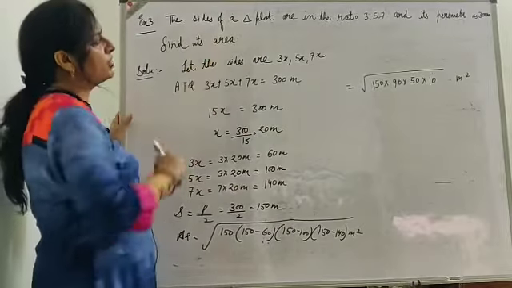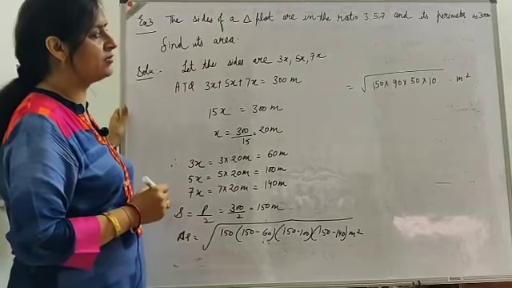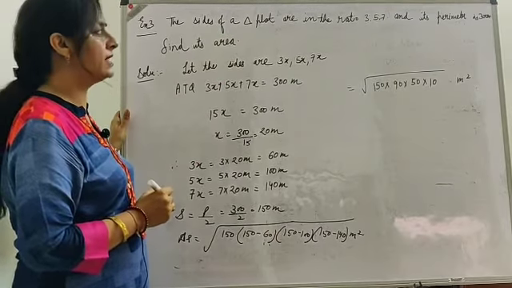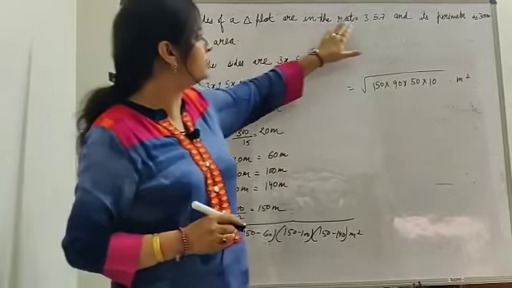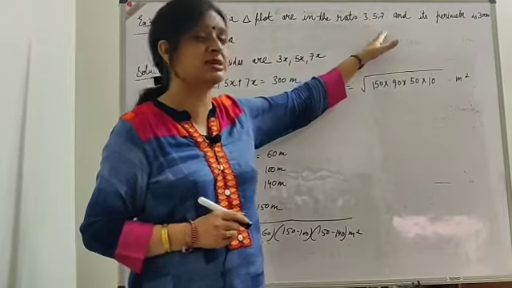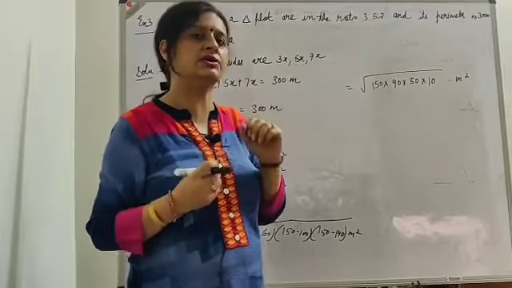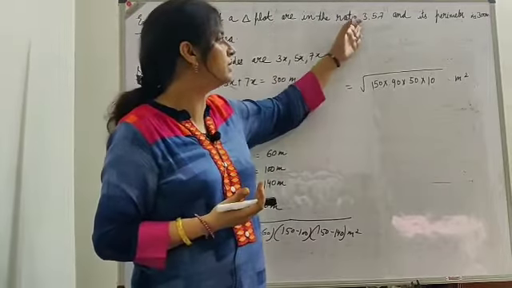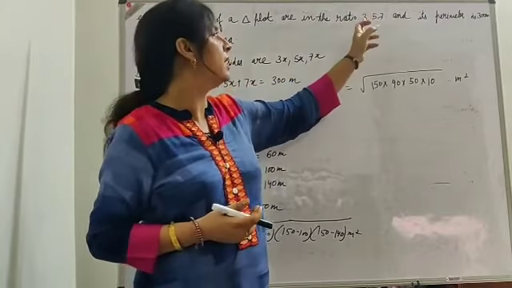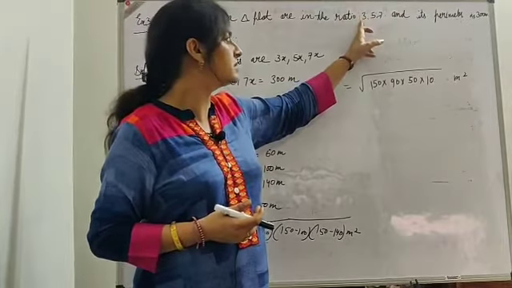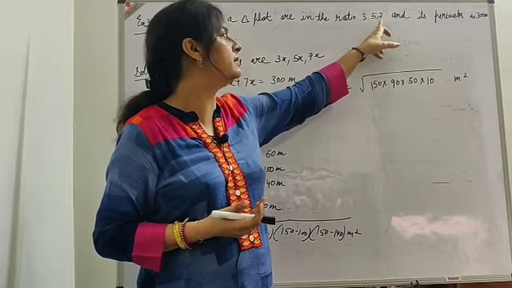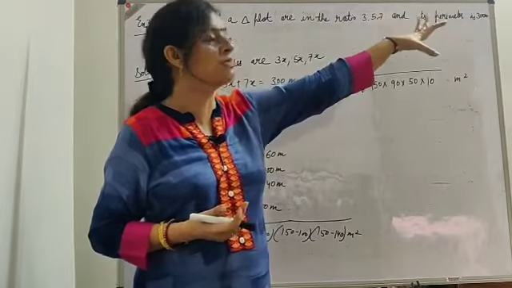The sides of a triangular plot are in the ratio 3:5:7 and its perimeter is given to be 300 meter. Find its area. Since the ratio of the sides is given to you, it's not that this is 3 meter or 5 meter or 7 meter. This is in the ratio. So the sides could be 30, 50, 70. The sum should be equal to 300. It could be, if I multiply by 20, this is 60, this is 100 and this is 140. But the sum should be equal to 300.